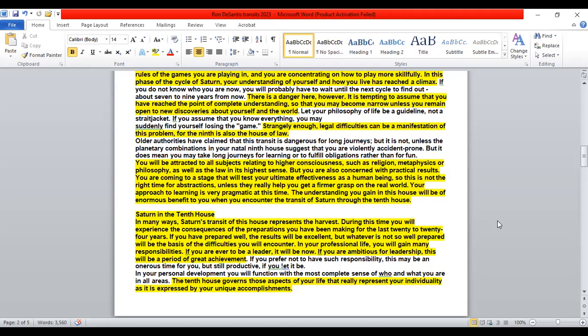So, in many ways, Saturn's transit of this house represents the harvest. During this time, you will experience the consequence of the preparation you have made for the last 20 to 24 years. If you have prepared well, the results will be excellent, but whatever is not so well prepared will be the basis of the difficulties you will encounter.